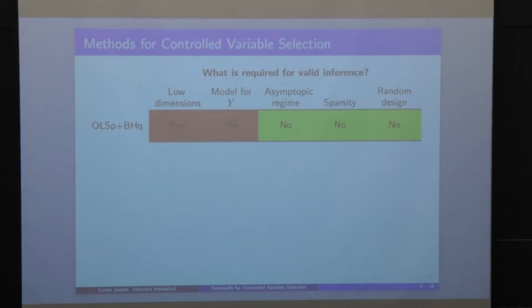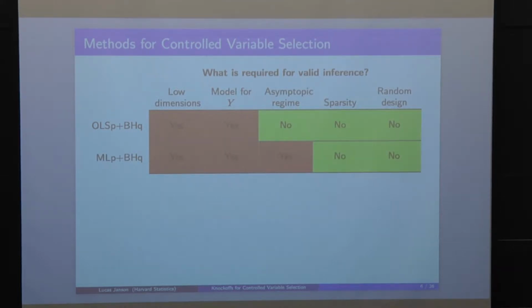OK, so just to summarize quickly, these are the things we might care about, the properties of methods. Do we require low dimensions? Do we require a model for y? Do we require asymptotics, sparsity, random design? So in a low-dimensional linear model, we can use OLS, p-values, and the Benjamini-Hochberg procedure, and we can solve the problem as long as we're in low dimensions and have a linear model.